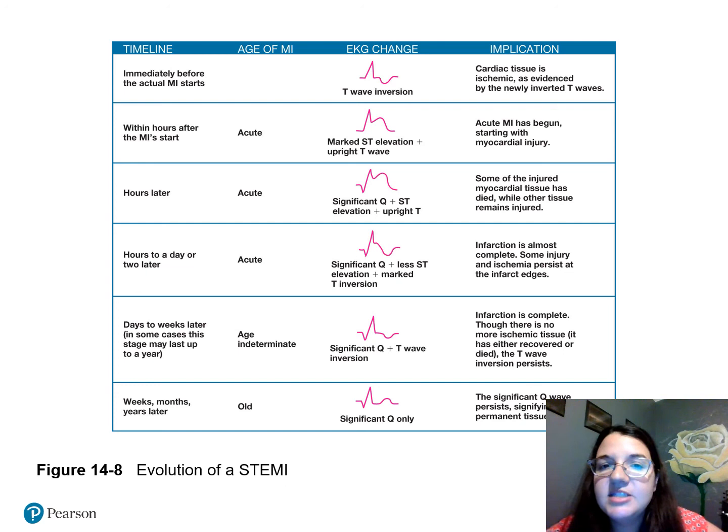Hours later, I am still in the early stages of a heart attack, but now my Q wave is going to be significant and my T wave is still going to be upright. My ST elevation is going to be upright. Some of the injured myocardial tissue has died, while other tissue remains injured. In other words, some of that tissue has already infarcted and the other has not. We still have time to save that person. Hours to a day or two later, I'm still in the acute age of an MI, but my ST is going to remain elevated.